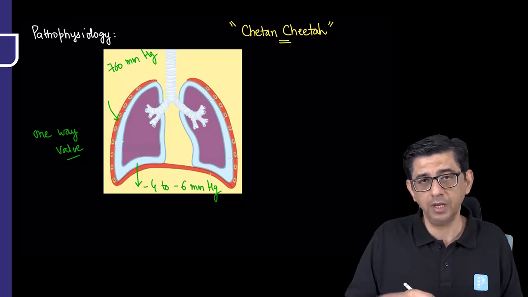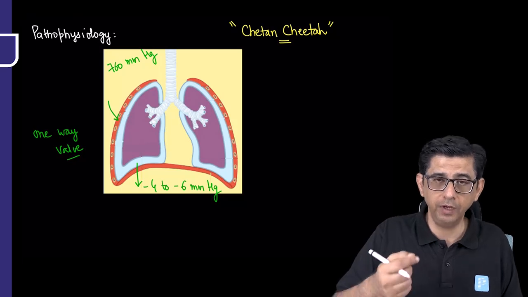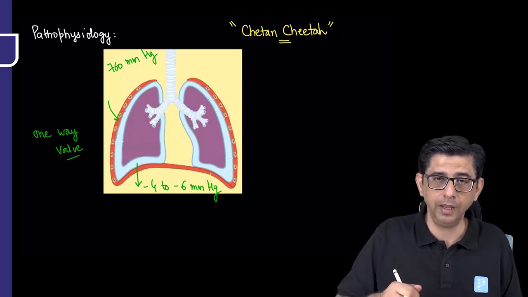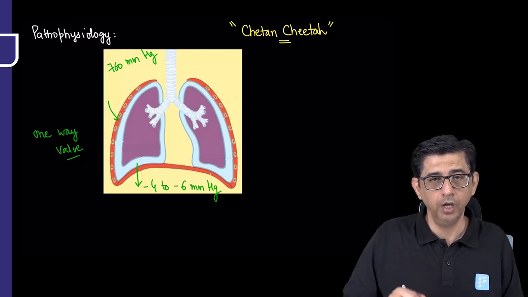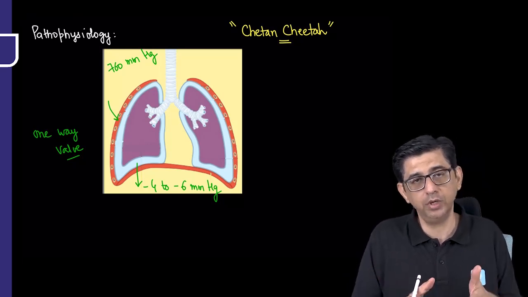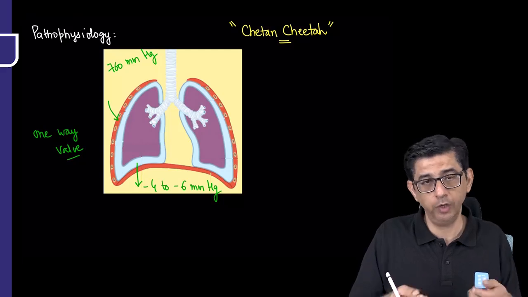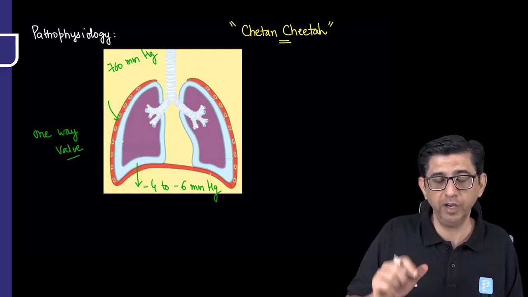To explain this, I can say, like when you fill air in the tire of your car or when you fill air in the tire of your bike, you notice that the air goes into the tire. It doesn't come out unless you have a faulty valve present there.